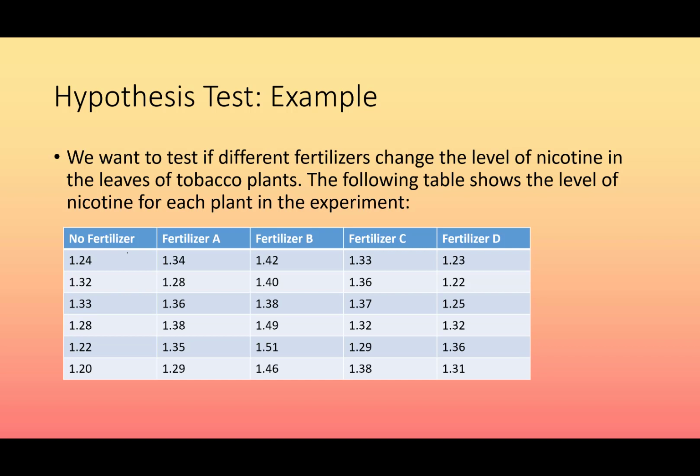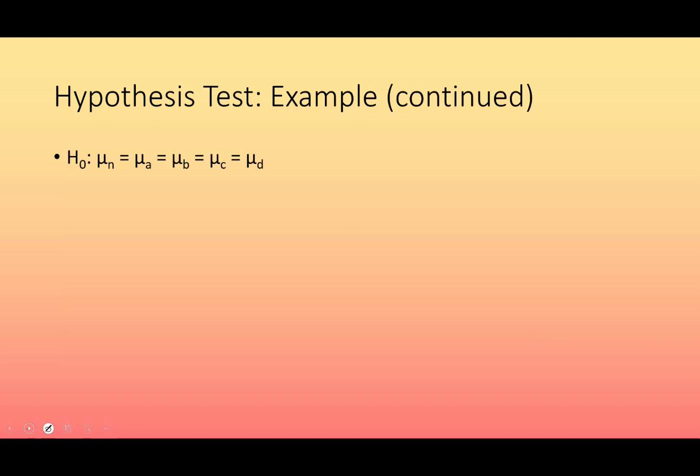And then the variances of the populations are equal. Again, we don't really have enough information at this point to determine whether or not that one is true. So we are going to make the assumption that it is true. So now that we have checked all of our requirements, we are going to go ahead and set up our null and our alternative hypothesis.